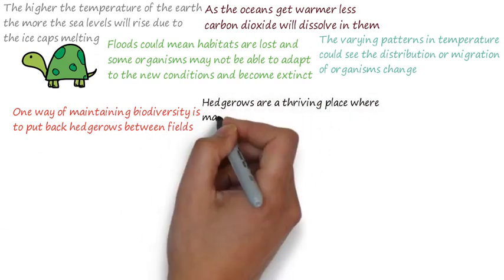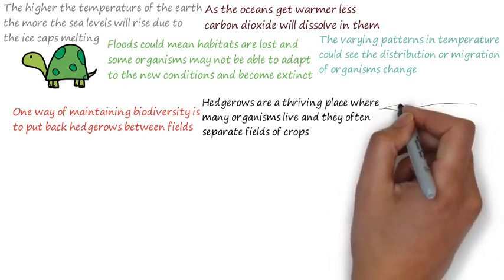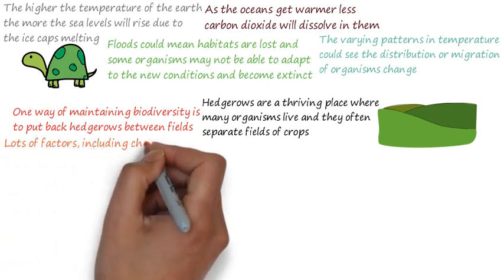Maintaining biodiversity is massively important, as we have seen. One way of maintaining biodiversity is to put back hedgerows between fields. Hedgerows are a thriving place where many organisms live, and they often separate fields of crops. However, farmers would remove these hedgerows to enable them to have one larger field, and this meant biodiversity is reduced.